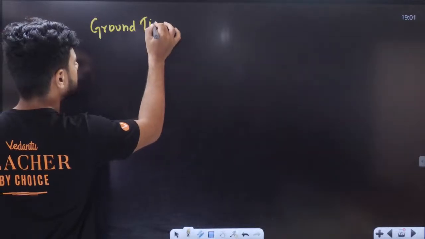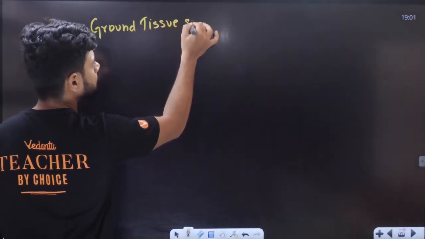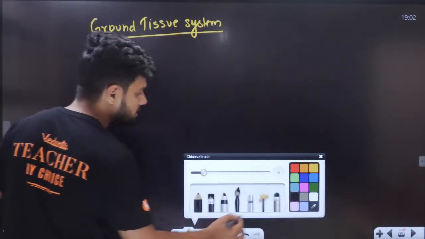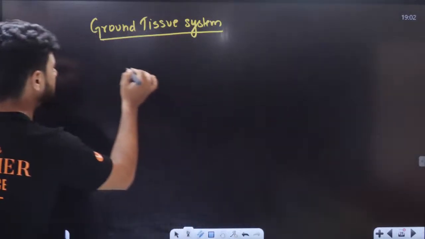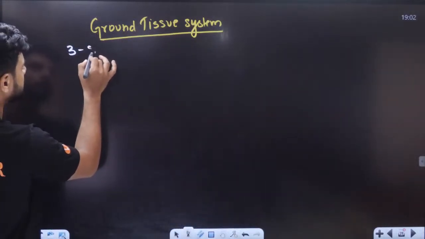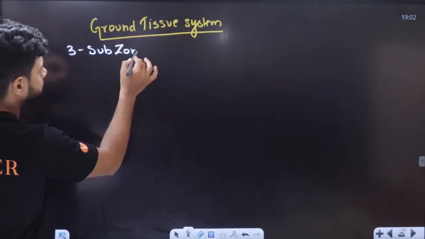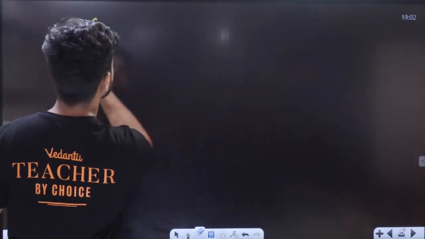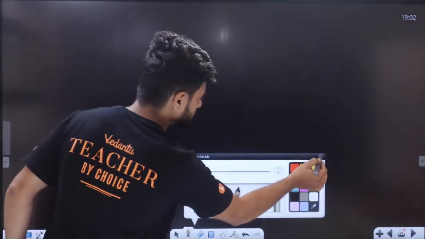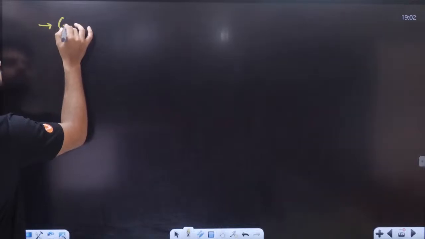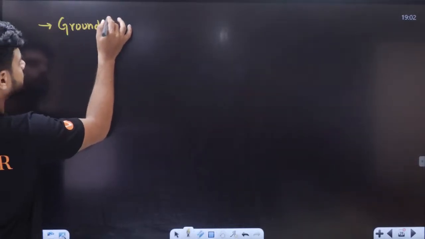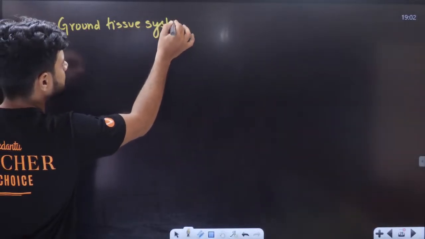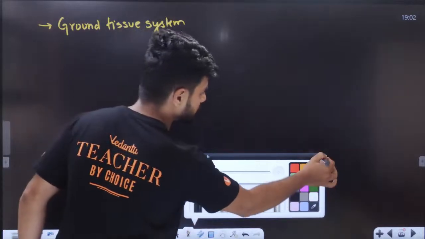Ground tissue system. This ground tissue system is divided into 3 different parts, 3 different subzones. 3 different subzones are here. Ground tissue system, it has 3 subzones.